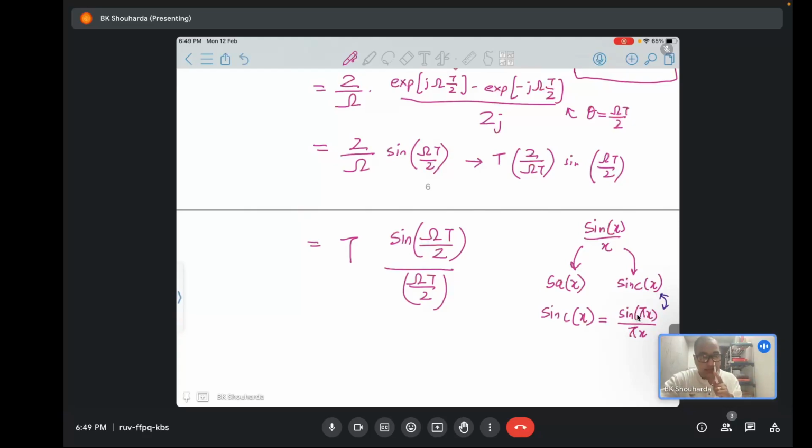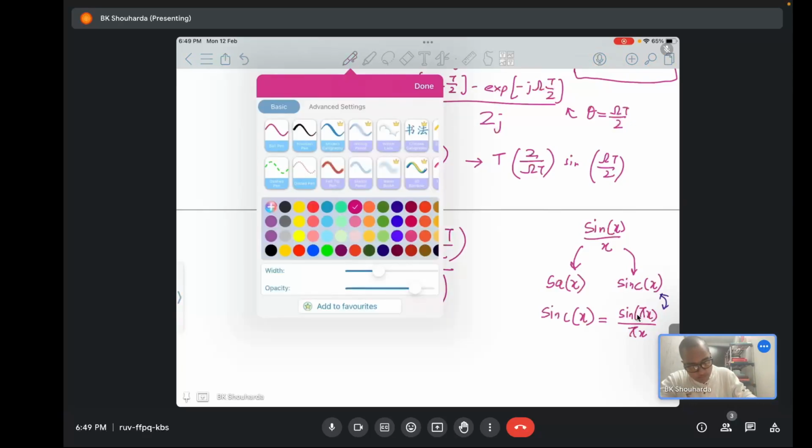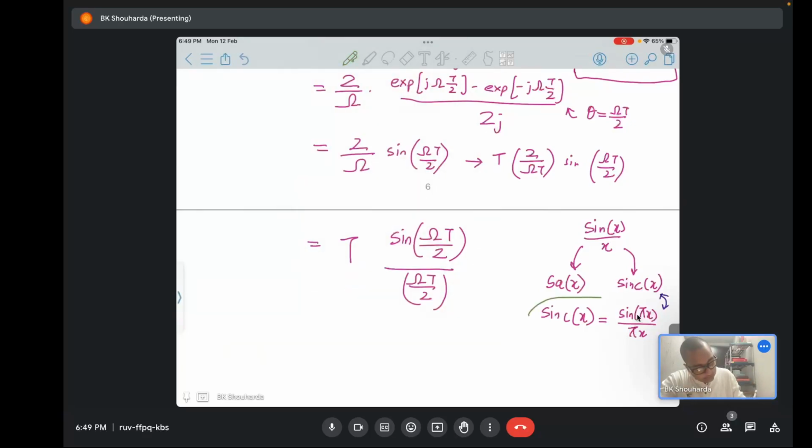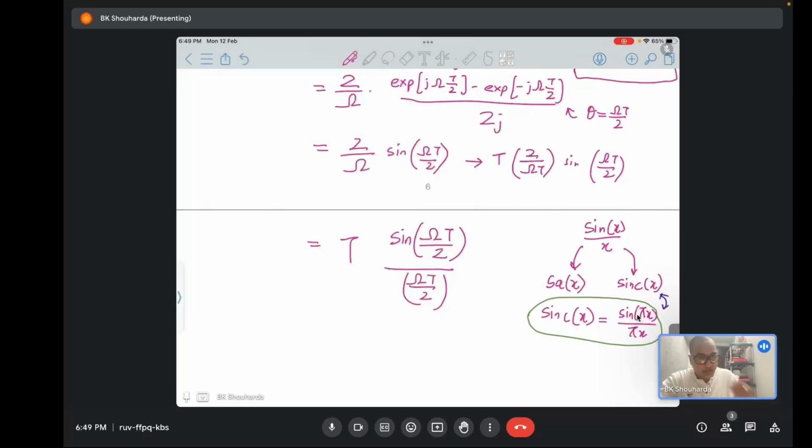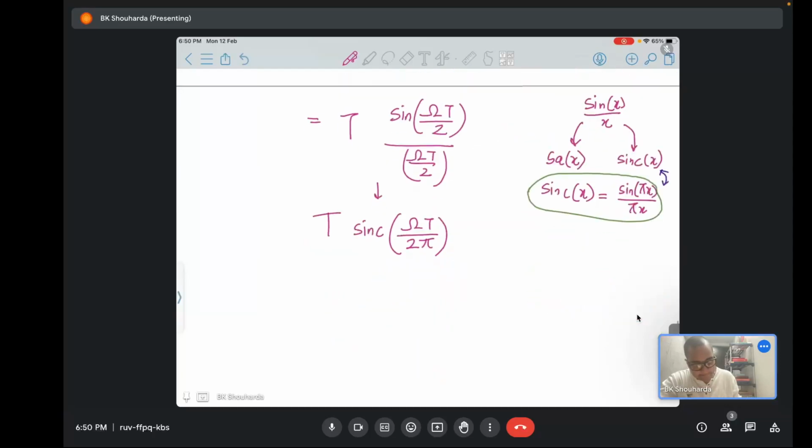What I guess is followed in this course, just confirm from the video lectures, is that they follow this notation most likely. Just requesting you to please check it with the lectures. If I follow this, then I can write this as t sinc of omega t upon 2 pi. Okay, so how does the sinc function look like?